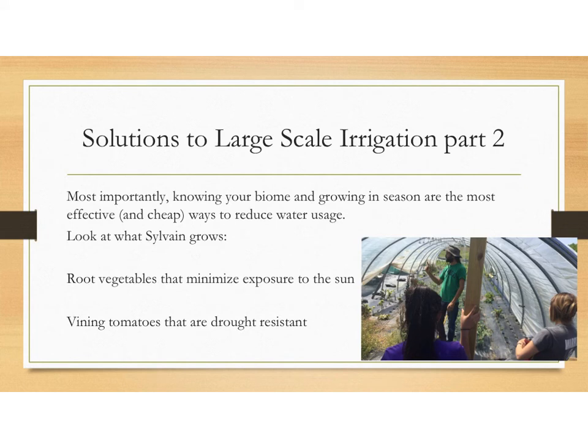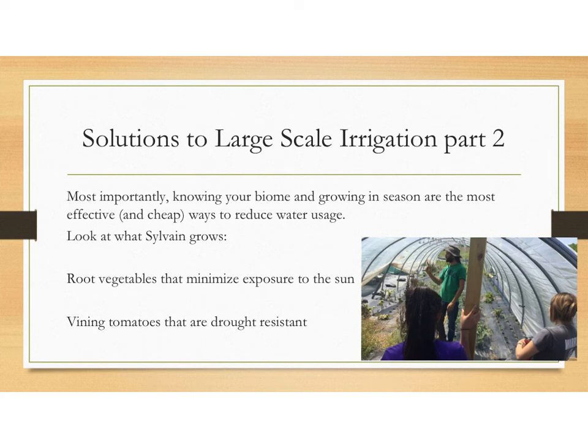Okay. So more solutions to large-scale irrigation. Now what I want you to see here is that he is minimizing exposure to the sun, right? It is pretty hot here in this part of Texas, and when it's not hot, it's humid but without rain. So a lot of our plants, even the full sun plants, don't do too well in Texas. These are some full sun tomatoes that vine, and there's a reason why.